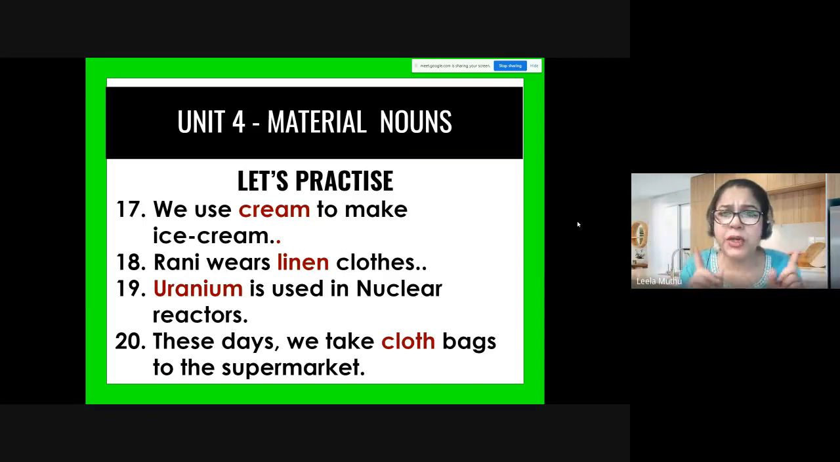Before the word clothes, you have linen. So linen is used as an adjective. Uranium is used in nuclear reactors. It is used. It's a material. These days, we take cloth bags. We all take cloth bags thanks to environment friendly policies these days. Bags. Cloth comes before it.